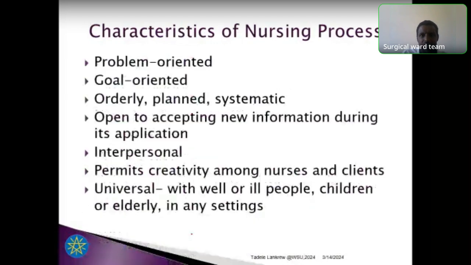These are the characteristics of the nursing process. It is problem oriented, because we should identify the problem first. Then after that, we should manage that identified problem. So it is a problem-oriented process, and a goal-oriented process. We know at the end what we will achieve. So therefore, it is goal-oriented.